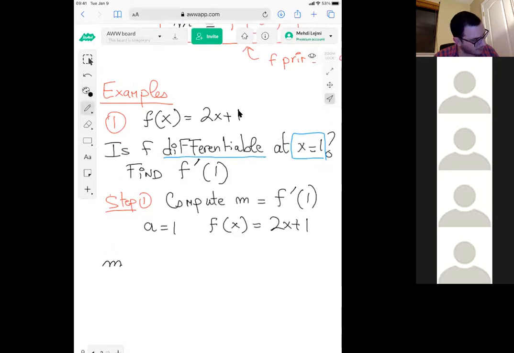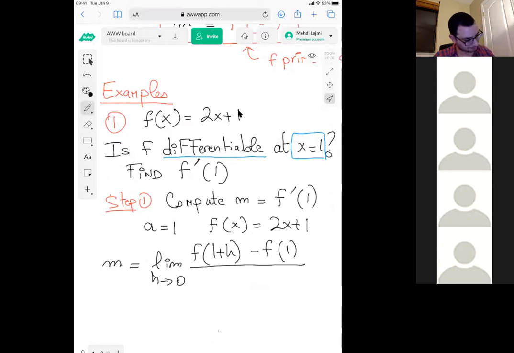So m, again, by definition, is the limit as h is always going to 0, no matter what, of f of a plus h minus f of a, over h. So a is 1, so it's f of 1 plus h minus f of 1 over h. First, I need to find f of 1 plus h, and then I need to find f of 1. So let's find f of 1 plus h.